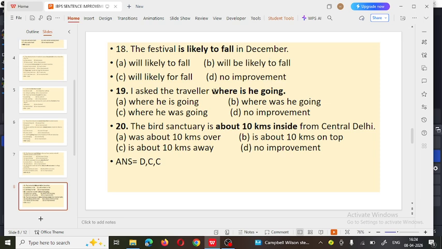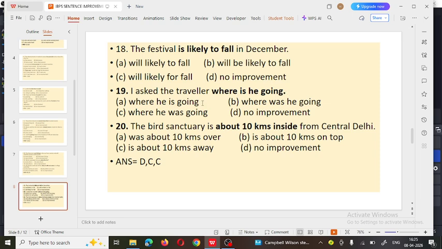Next, I asked the traveler, where is he going? Now, this is a question form, where is he going? So that is wrong here. We need the sentence in statement form, not question form, meaning is must come after the pronoun. See the first part, I asked the traveler, then comma, double inverted comma, and the dialogue will be, where are you going? Like that it will be.